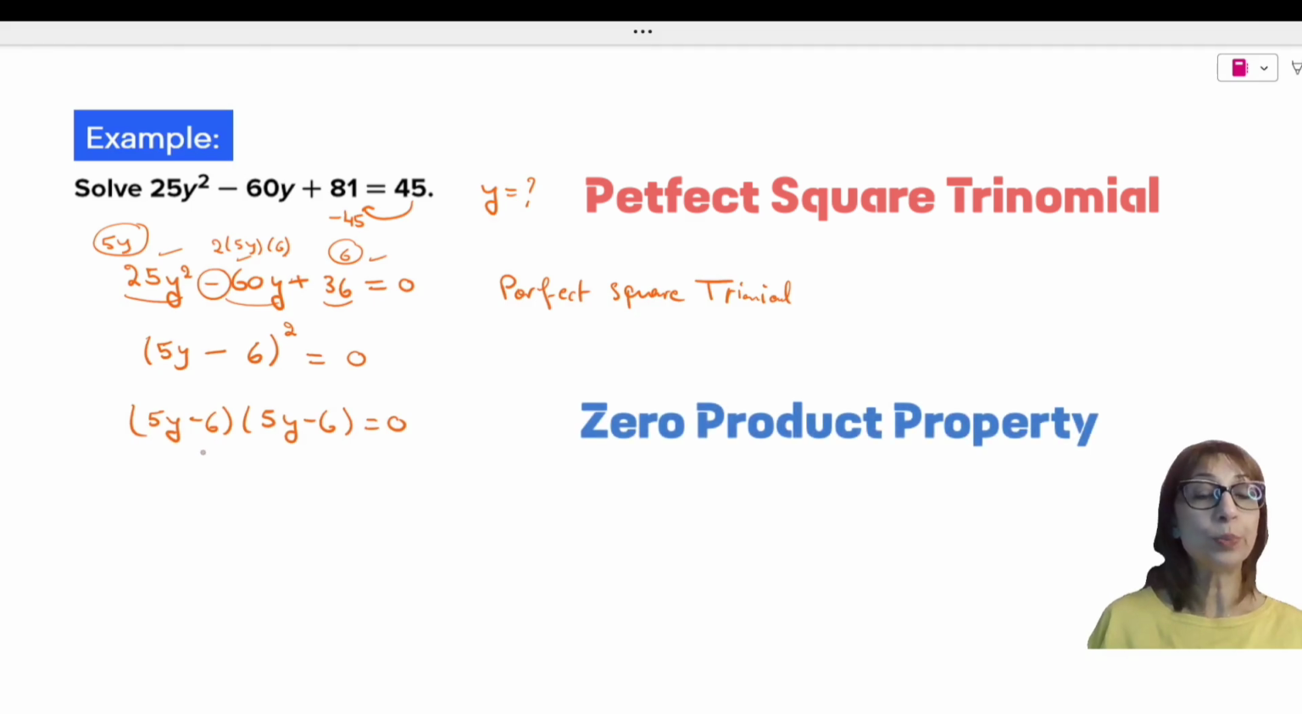From the zero product property, this gives me that 5y minus 6 equals 0, or again, it's repeated, so it's only one solution. I will solve this equation by adding 6 on the other side. This will be 5y equals 6, and then dividing by 5, this will give me 6 over 5. So the solution y equals 6 over 5 is the only solution. It's only one solution here for this example.